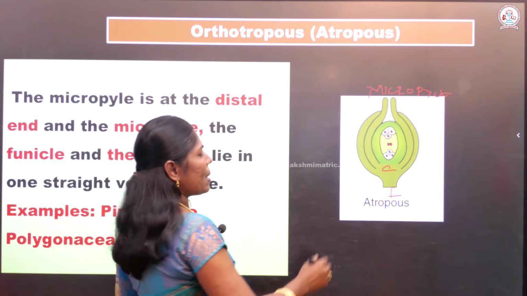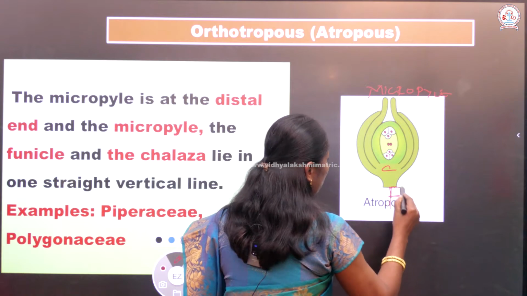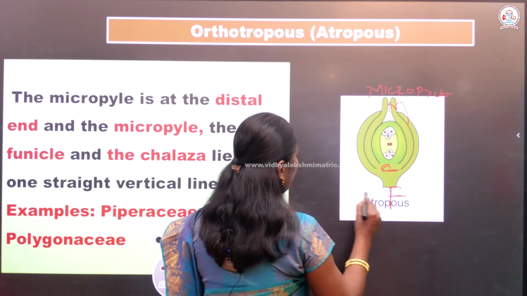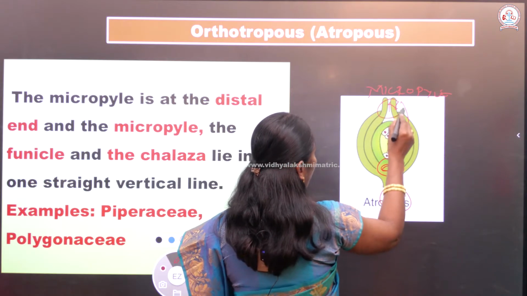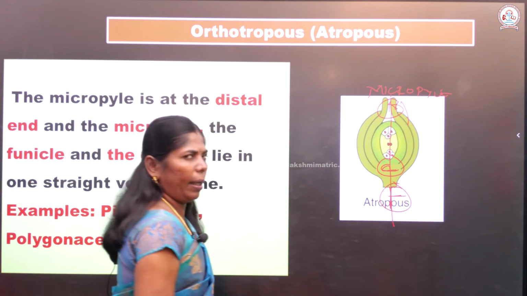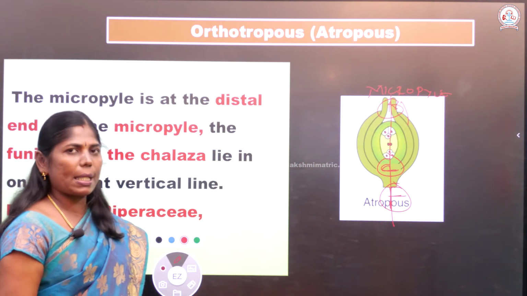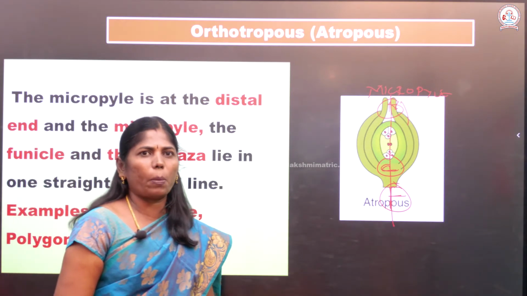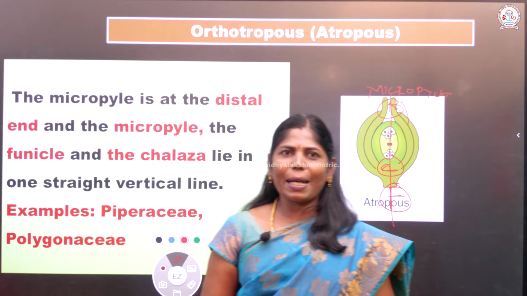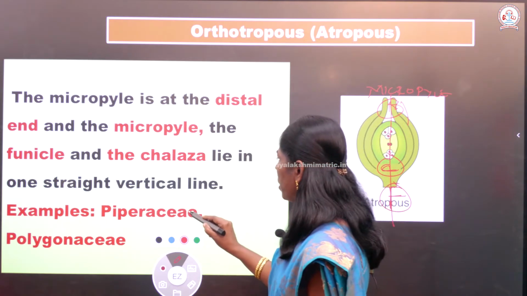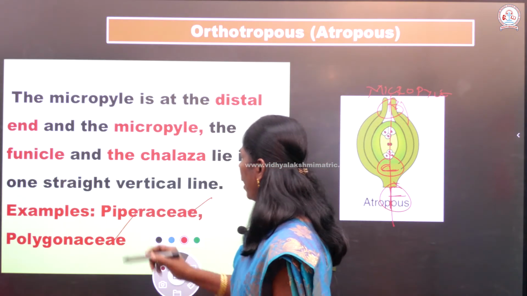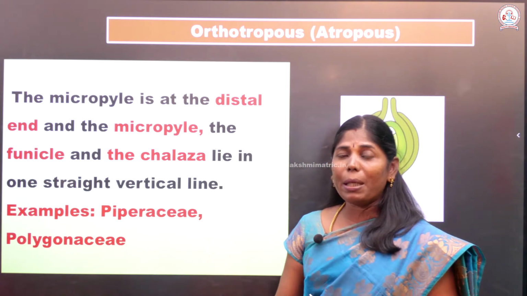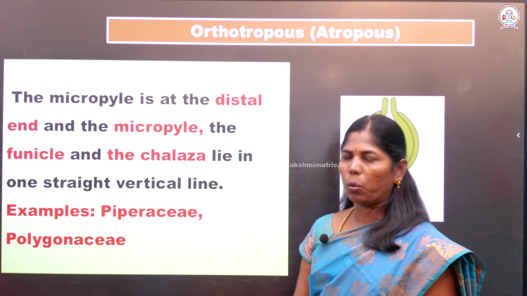Here we can see the funiculus, the funicle, chalaza and micropyle in a straight vertical line. The straight vertical line can be seen in the orthotropous ovule, otherwise called the atropous ovule. Examples are the families Piperaceae and Polygonaceae. This is the orthotropous ovule, the primitive and simplest type of ovule.